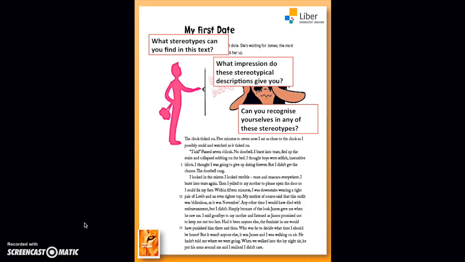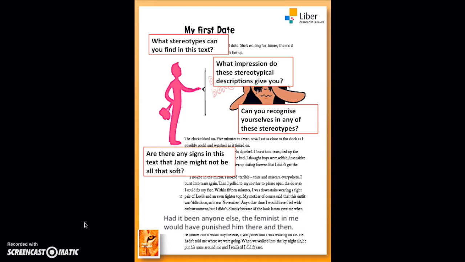Now, once we've established all this, I would start to have a closer look at the text. Are there any signs in this text that Jane might not be all that soft? And of course there are. The first scene is when James promises her mother that he'll get her home in time. Had it been anyone else, the feminist in me would have punished him there and then. She tells us there's a feminist inside, which means that she can't agree with the way she behaves.